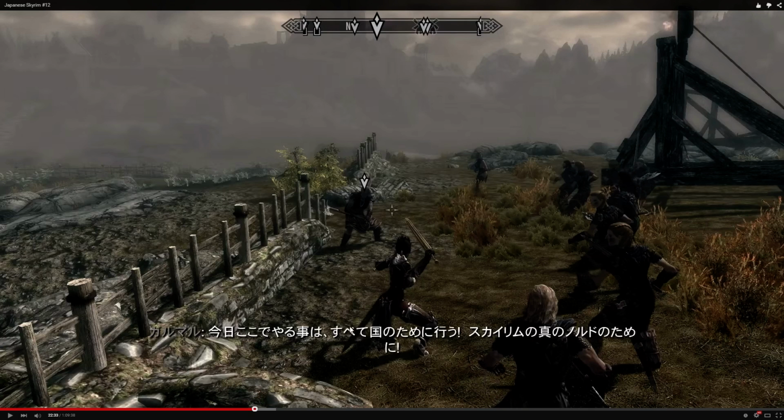Here we go. Gallimar is getting us all charged up for this battle, and he's like, the walls of Skyrim might be tall, but just like the Imperial Army, they're old and delicate. Here we are.